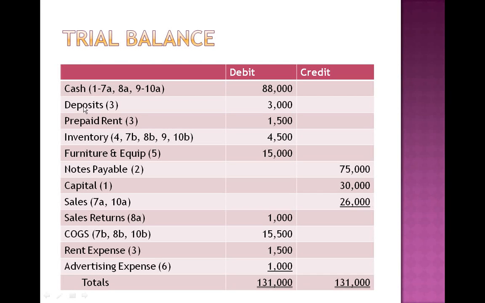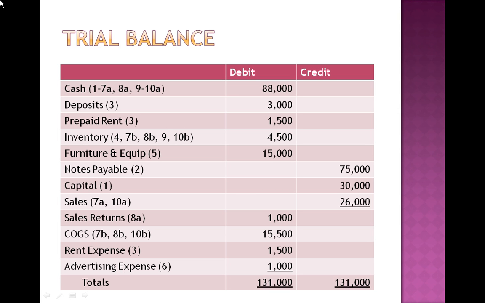Assets, all the way down here. One liability account, notes payable. One equity account. Then sales and sales returns, we always put those together. Cost of goods sold, and the rest of our expenses.